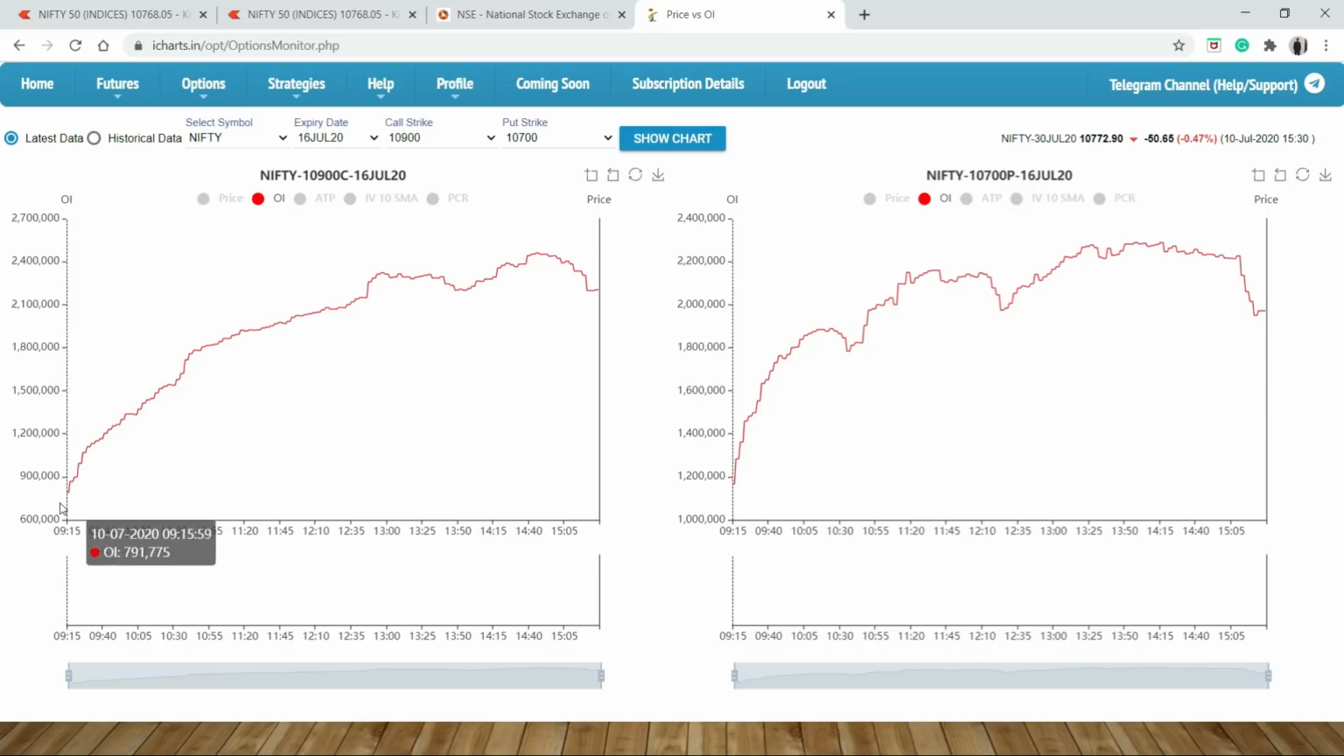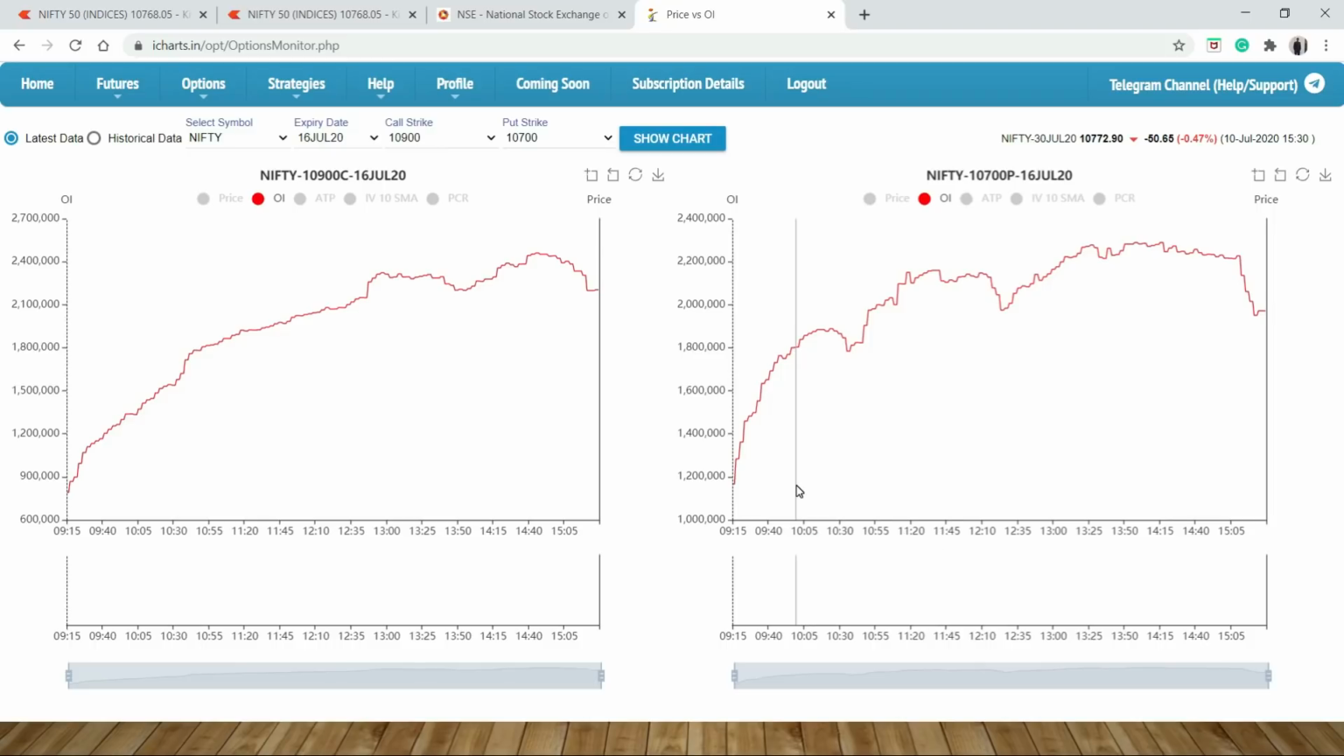So in the 10,900 call, in the morning 8 lakh writers are there, and at 10 o'clock there is 13 lakhs 38,000. So 13 lakhs, and in the morning 8 lakhs. So 7 lakhs OI is built up in the 10,900 call, and on the put side in the morning 11 lakhs 67,000 is already there in the 700 put, and up to 10 o'clock it is 18 lakhs.